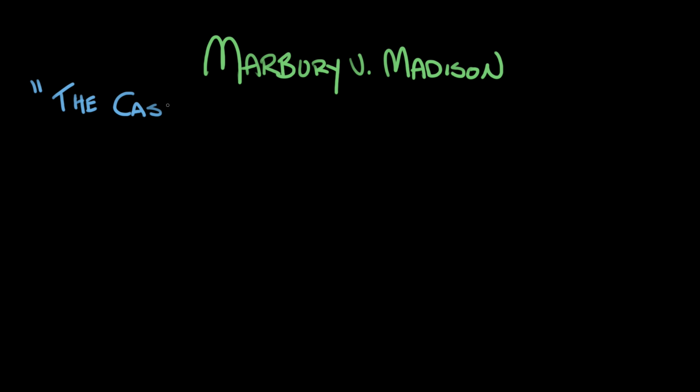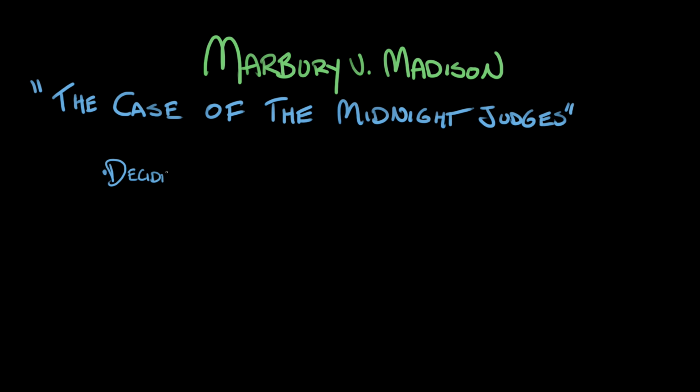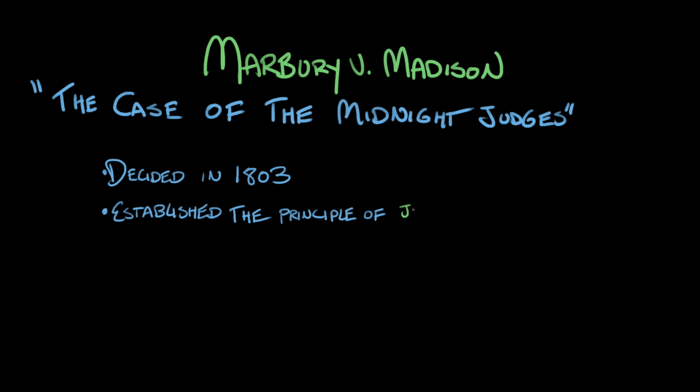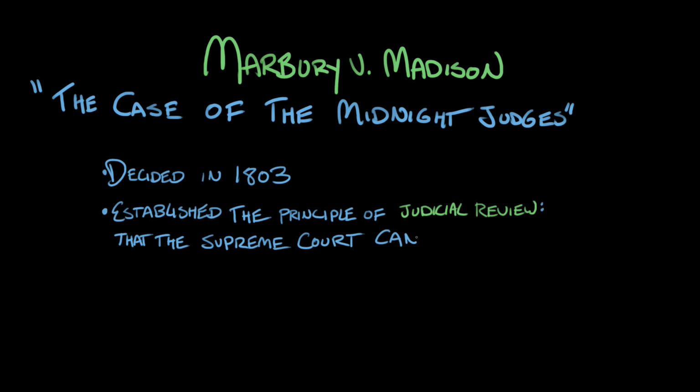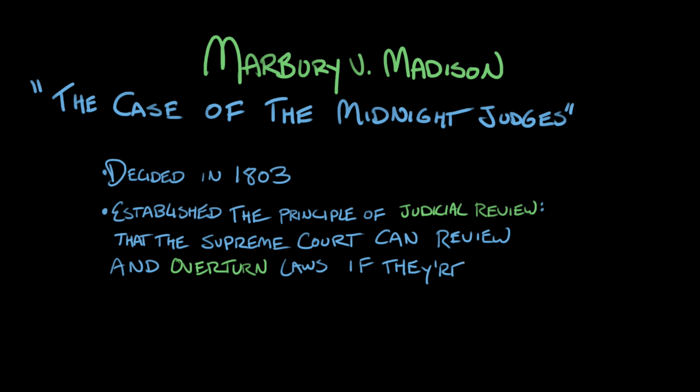Hi, this is Kim from Khan Academy, and today we're learning more about what I like to call the case of the Midnight Judges, Marbury versus Madison. This case was decided in 1803, and it established the principle of judicial review, that the Supreme Court has the power to review the constitutionality of acts made by Congress or the President, and overturn those actions that it judges to be inconsistent with the Constitution.